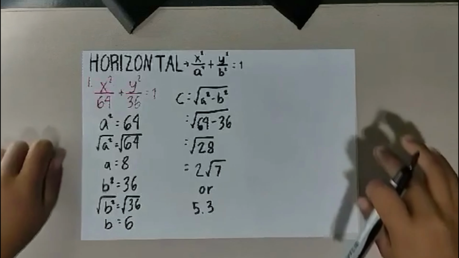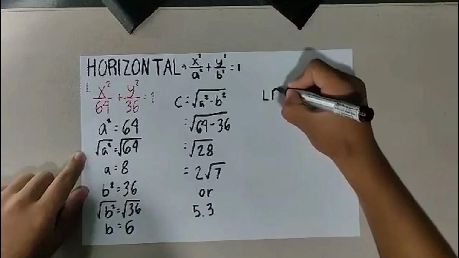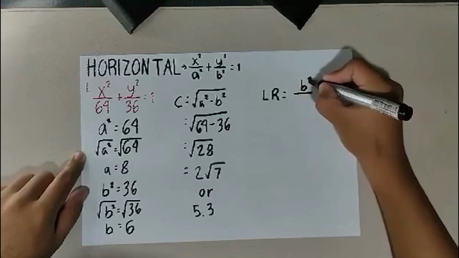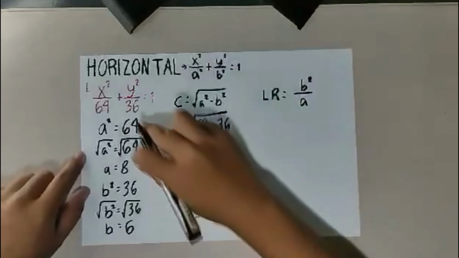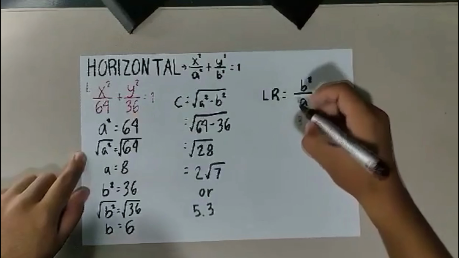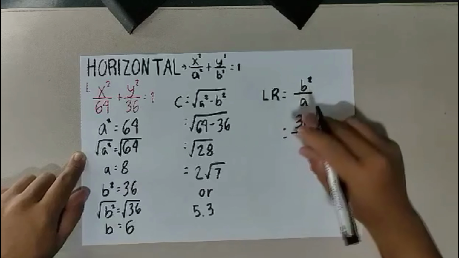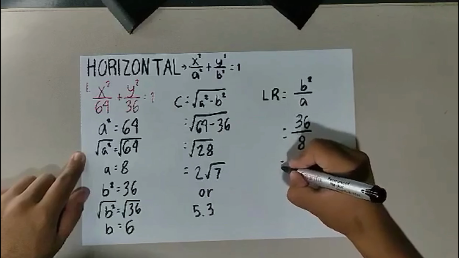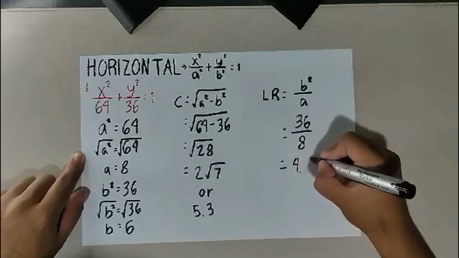And lastly, for our latus rectum, LR is equal to b squared over a. So our b squared, which is 36, and our a, which is 8. 36 divided by 8 is equal to 4.5.